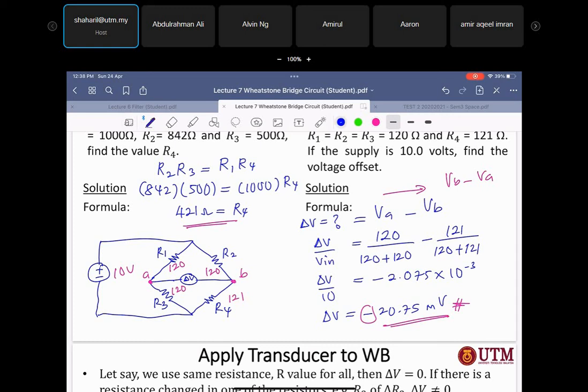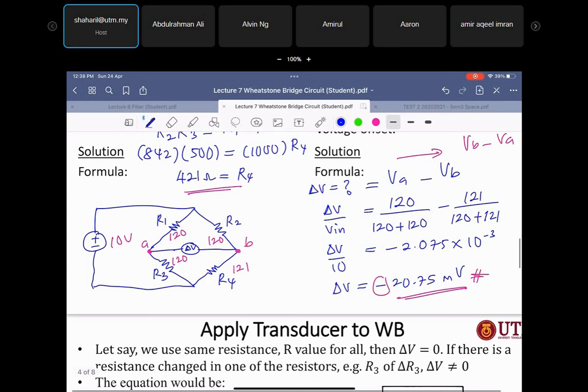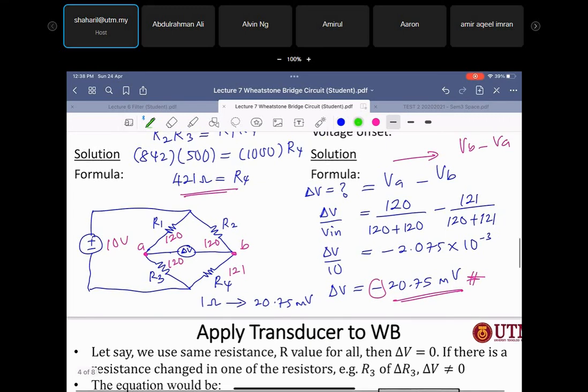So what it means is that for 1 ohm, it will increase about 20.75 millivolt. You know what it means? For example, if you set it to 120 ohm, right now you will get a 0 here, because everything is the same, this cross equal to this cross. And when R4 increases by 1 ohm, the output will go from 0 volt to 20.75 millivolt. Of course you need to amplify it a little bit. Okay, so that's it.